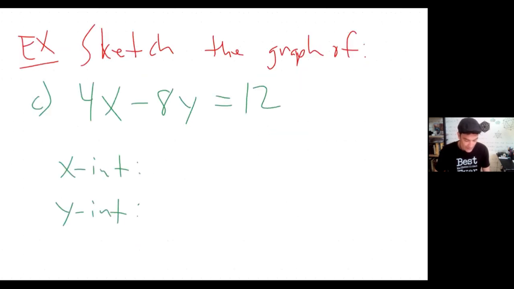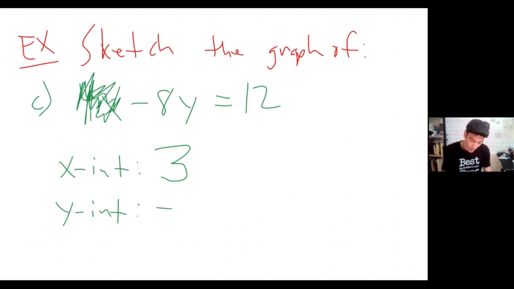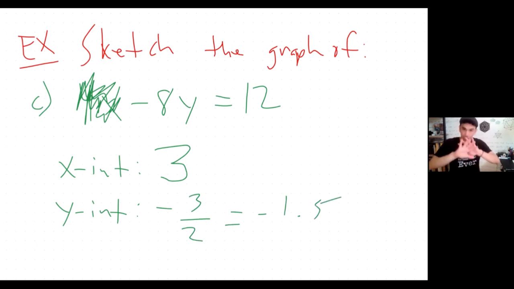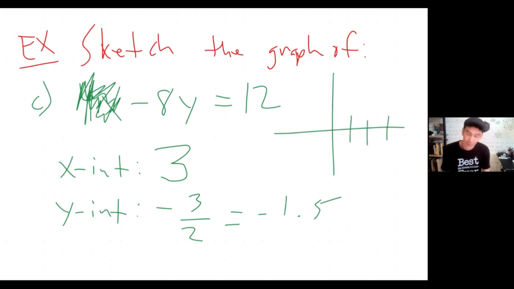So now do the same thing for the y's. If you want to find the y-intercept, go ahead and pretend that the x's aren't there. So now go 12 divided by -8, that'll reduce down to -3/2, which is -1.5. So you have your x and your y intercepts, respectively. Go to the x and y axes, go to 3 for the x-intercept, and put a point there. Go to -1.5 on the y-axis, and put a point there. And then play connect the dots.